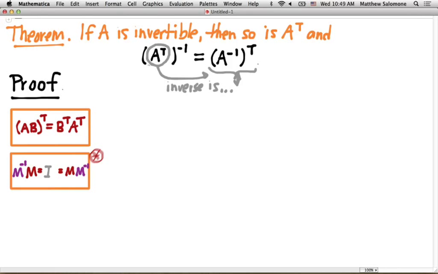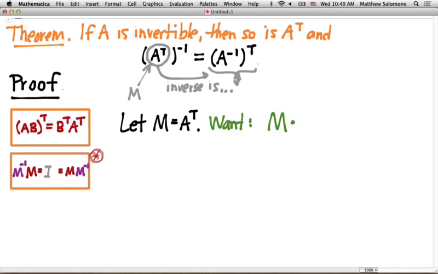So, just for the sake of notation, let's call A transpose M, just so that we can match it up with what we have over on the left. And I'll write as part of my proof, let M equal A transpose. Then what we want to show is that M multiplied by A inverse transpose is equal to the identity. Because then A inverse transpose will be the inverse that we were looking for.